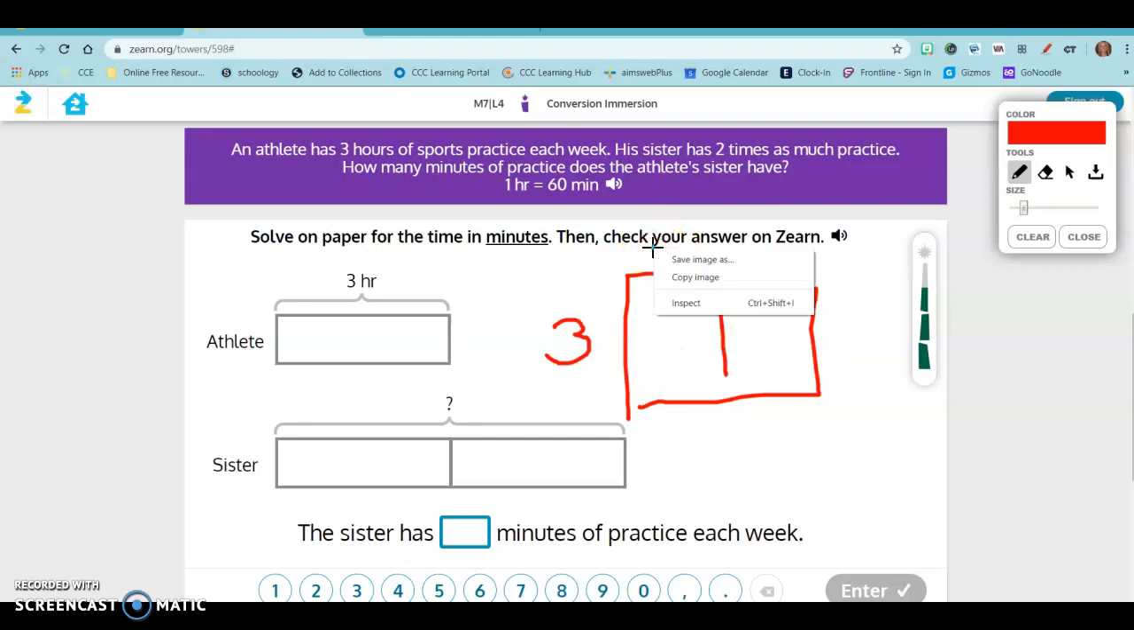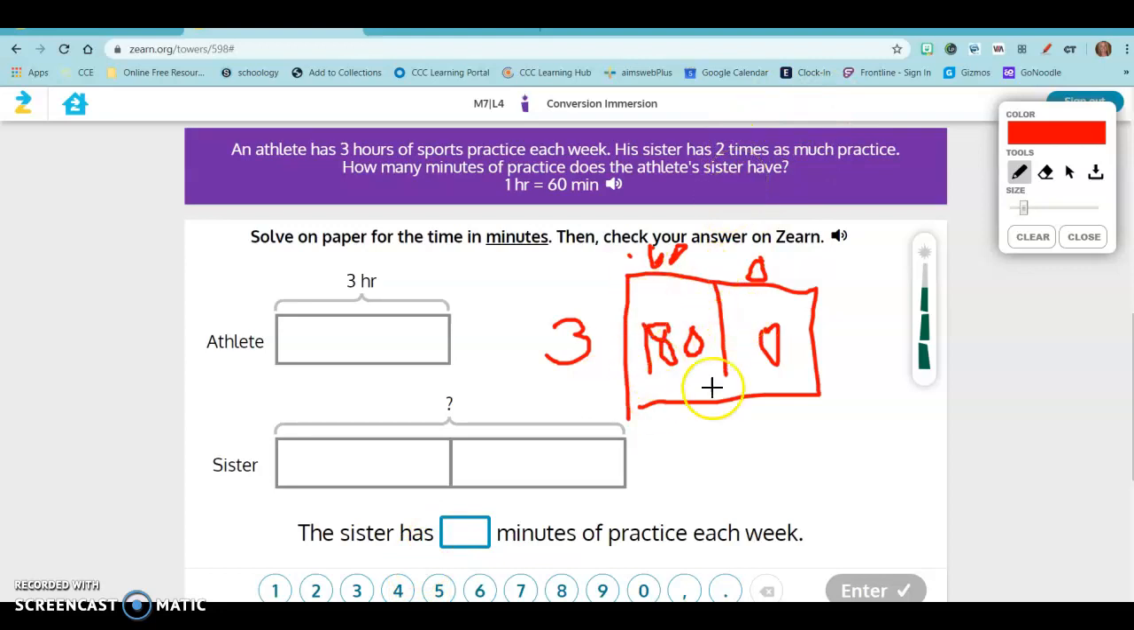And then up here you'll have the 60. Sorry, that's kind of bad. And the 0. Okay, and then right here, 6 times 3 is your 18. Add your 0. And 3 times 0 is 0. Okay, so we know that the athlete has 180 minutes, but it says the sister has 2 times as much.